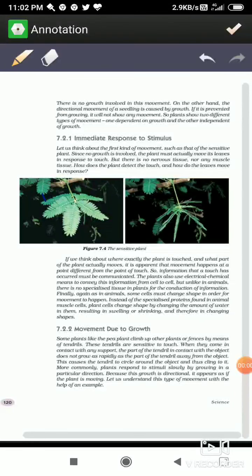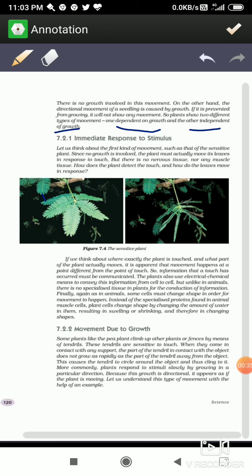Good morning, students. Today we are going to continue with our topic, coordination in plants. Earlier we discussed that plants, although they do not have any nervous system or muscles or any other specific organ for coordination, still show response towards stimulus, and that response may be dependent on growth or may be independent of growth.